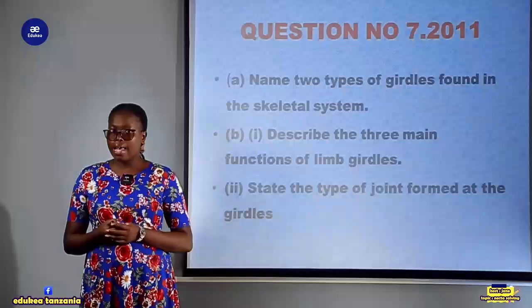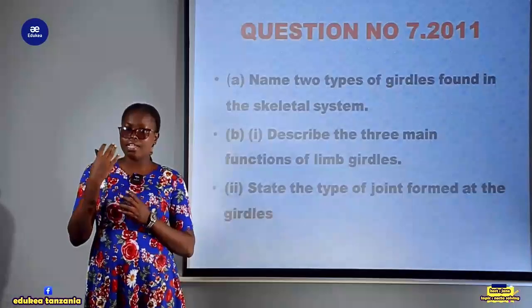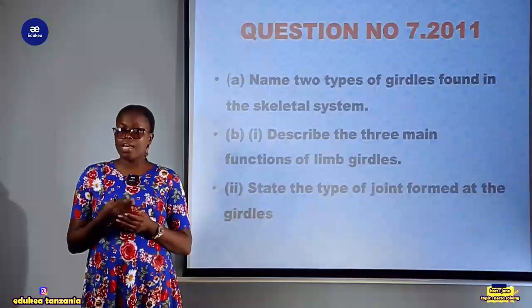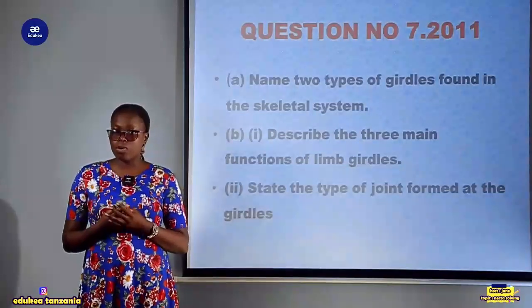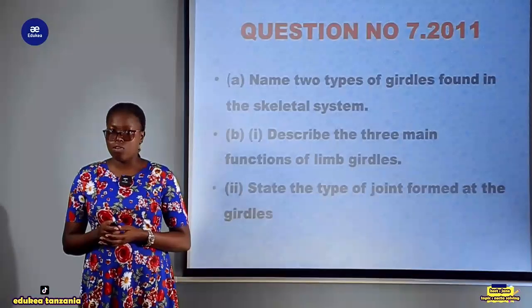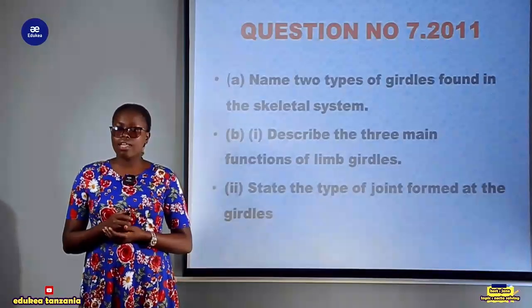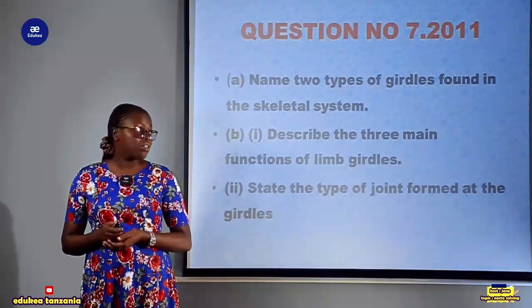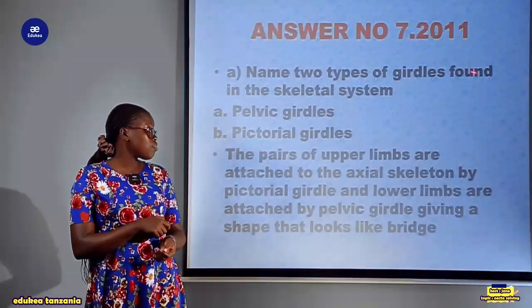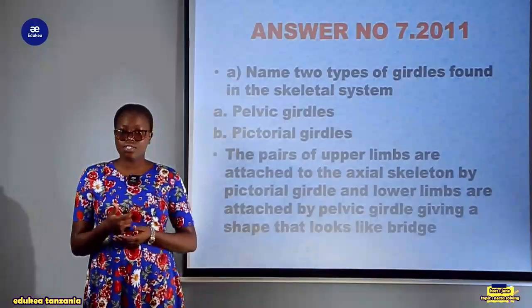Now, from my discussion, I would like to give you the two kinds of girdle found within the animal, which have been specialized from the appendicular skeleton, where we have the pectoral and the pelvic girdles. So the question needs you to name two types of girdles found in the skeletal system.